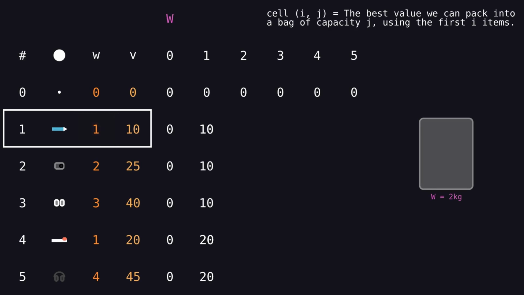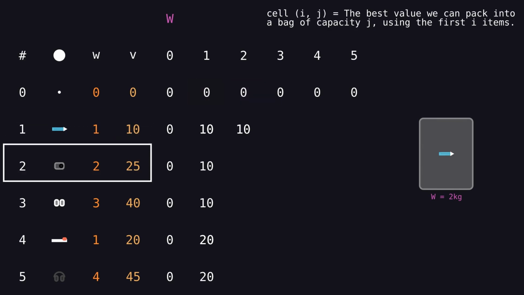We can either skip it and keep the best value found so far for this bag size, which is 0 because we just started, or take it and combine this 1 kilo item with the best way to pack the remaining 1 kilo now to get to the total weight of 2 that we're considering. This gives a total value of 10. So the best value we can get from the first item is 10 again.